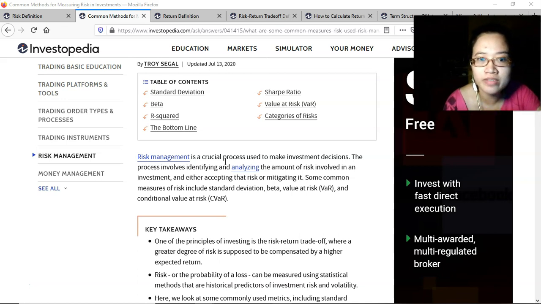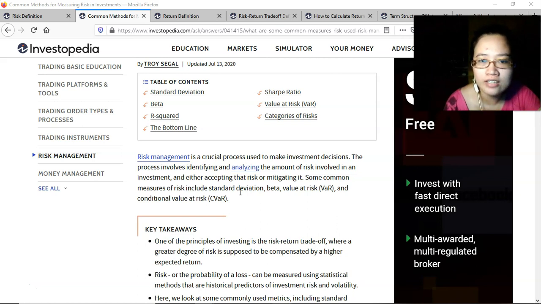In a previous video, we've discussed the different risks, the possible ways that we could mitigate them, and how different types of investors react to certain risks. If there is exposure to risk, it's imperative that we have some sort of risk management. How do we lower the exposure to risk or minimize the effect that it has on our investment or business? The process involves identifying and analyzing the amount of risk involved in an investment and either accepting that risk or mitigating it.